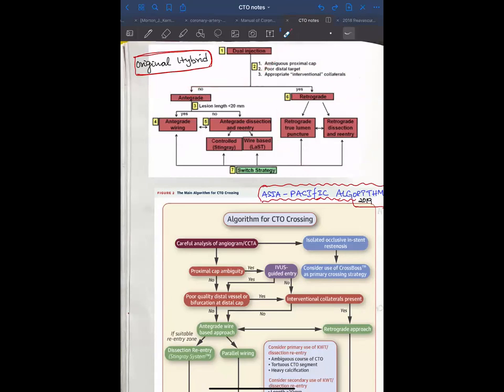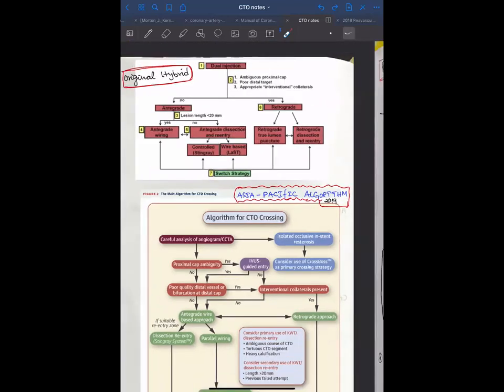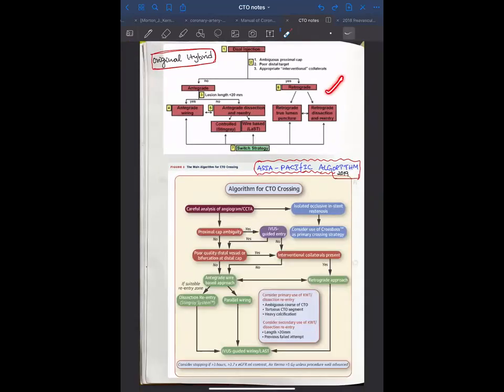And if the lesion length is less than 20, then we can just go with antegrade wiring and antegrade wire escalation. But if the lesion length is more than 20, as I have mentioned, for long lesions it will be difficult to be successful with just wire escalation. So we go with dissection and re-entry. We can do it either in a controlled fashion using a Stingray system, or we can do it otherwise. The important point is to switch the strategy between these retrograde and antegrade approaches, not spending too much time crossing over. This was what was proposed by Brilakis et al. in the European CTO club initially.